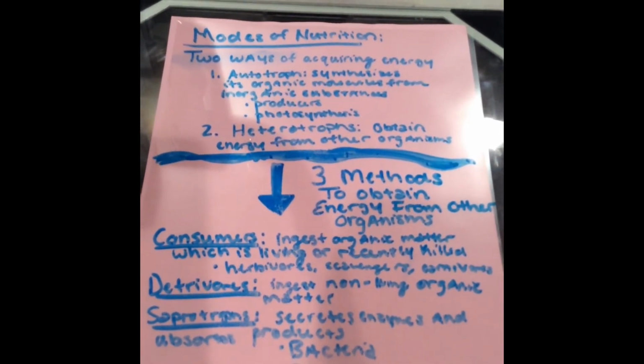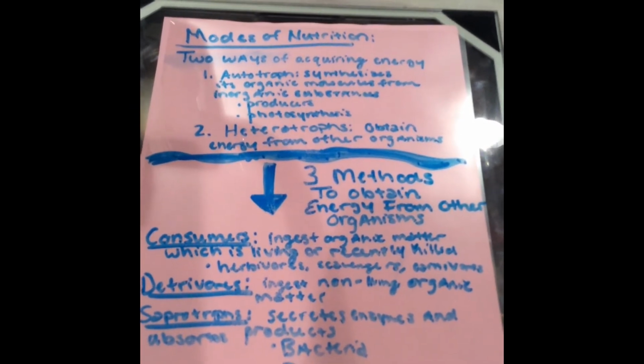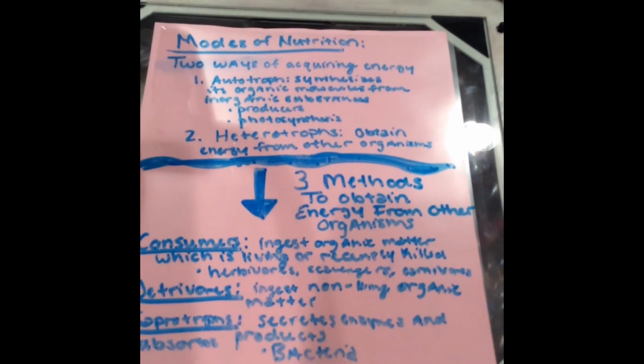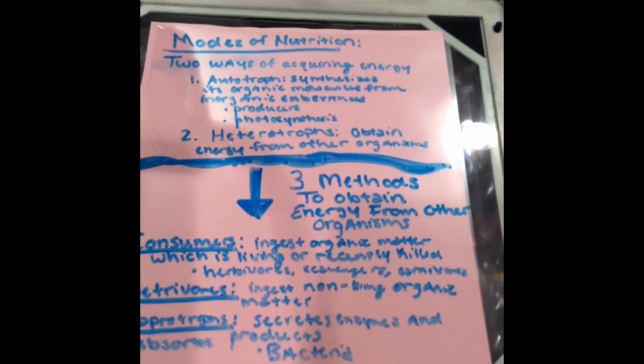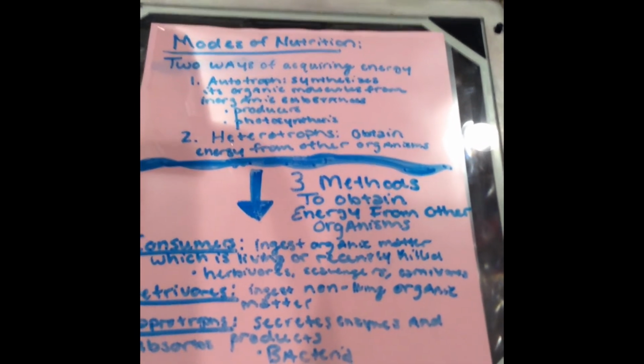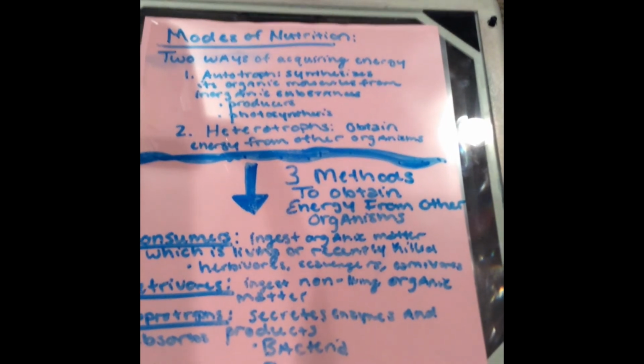The second way to obtain energy from other organisms is by being a detritivore. Detritivores ingest non-living organic matter. The most popular detritivores are earthworms. The last way to obtain energy from other organisms is by being a saprotroph. Saprotrophs secrete enzymes and absorb the products. Many bacteria and fungi are saprotrophs.